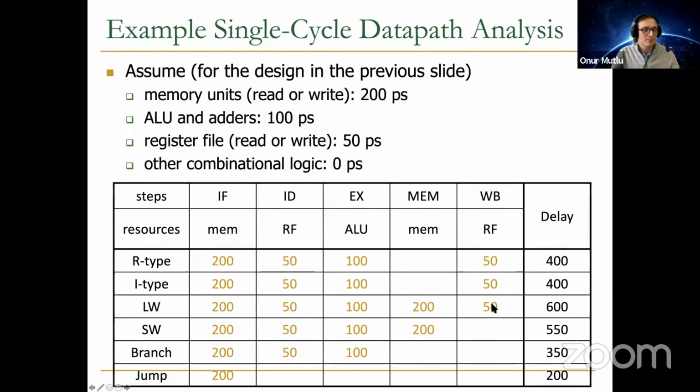If you do a simple analysis, ignoring other combinational logic, this is the delay that you get. Load word is the longest. It requires all of the stages, and its delay is 600 picoseconds. Store word is a close one. It doesn't require register file write at the end, so its delay is 550. The others are far away. R type and I type ALU, they don't require the memory stage. As a result, they're 400 picoseconds. And clearly, branches and jumps are much shorter, as you can see.